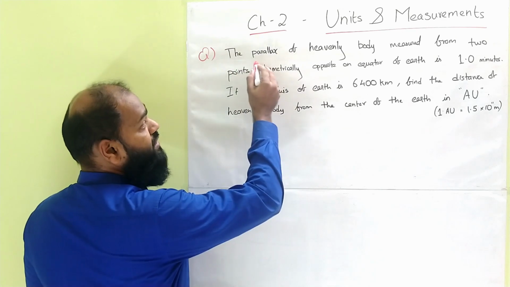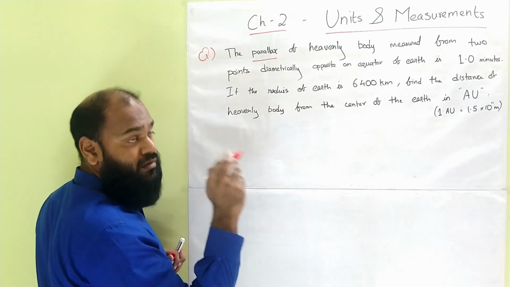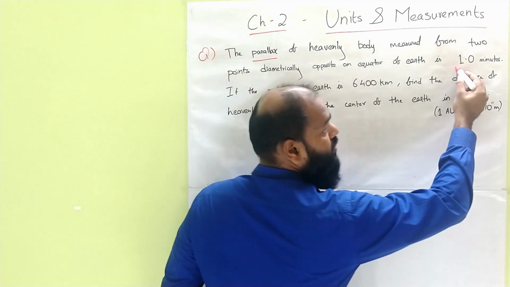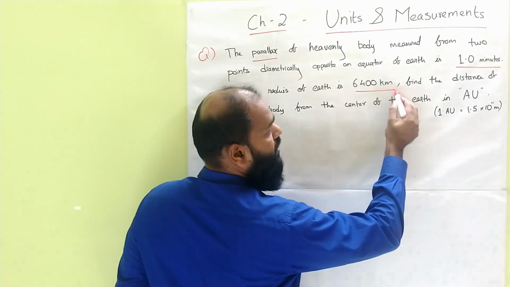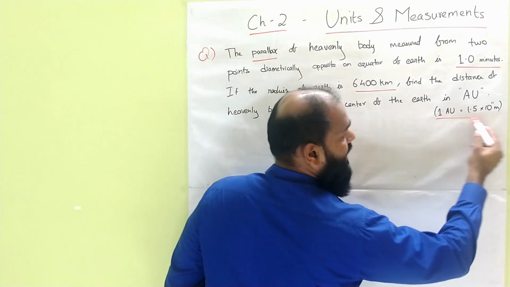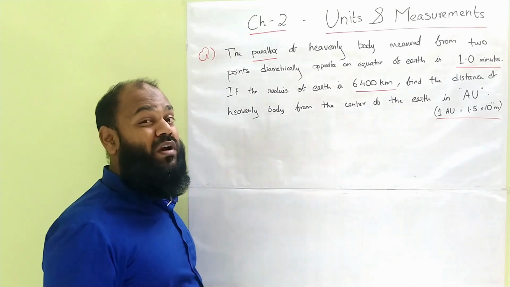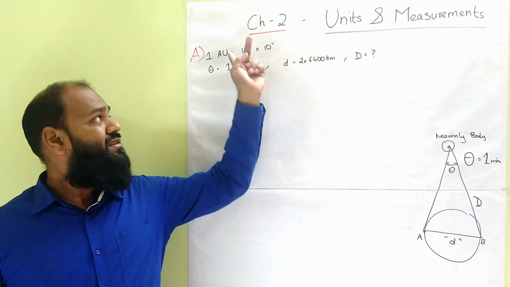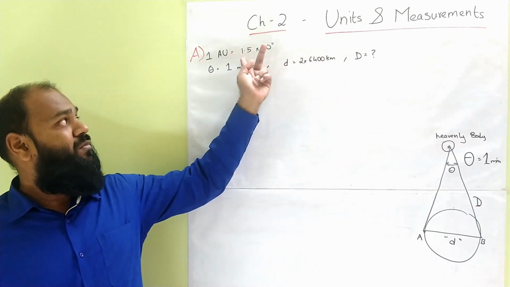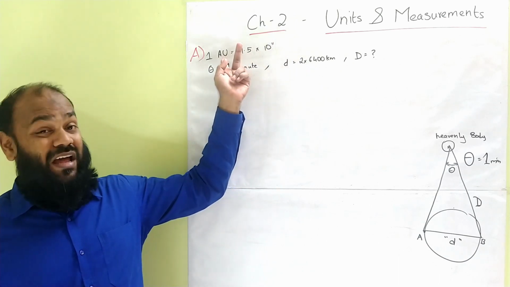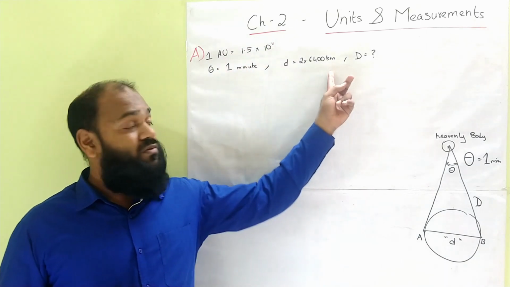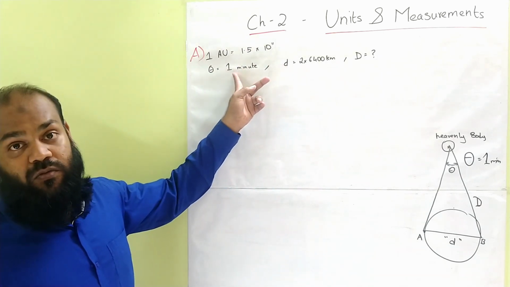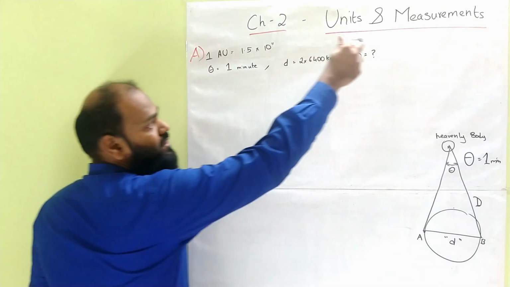You can see the question is based on the parallax method, right? And let's mark all the numerical values: 1 minute, 6,400 kilometers, and 1 AU equal to 1.5 × 10^11. What is 1 AU? AU means angstrom units. See any strange data? For example, 1.5 × 10^11 angstrom units, or 6,400 kilometers, or 1 minute. So these units are strange in solving our problem.